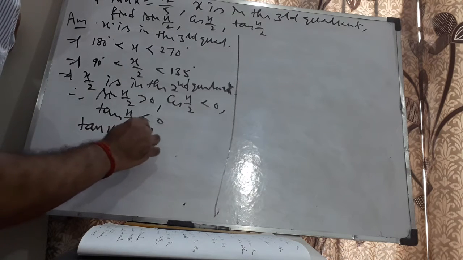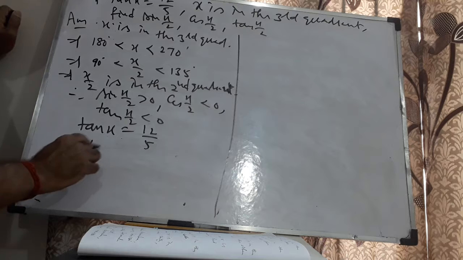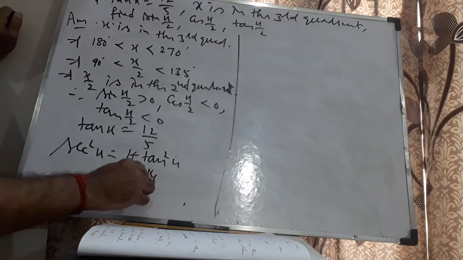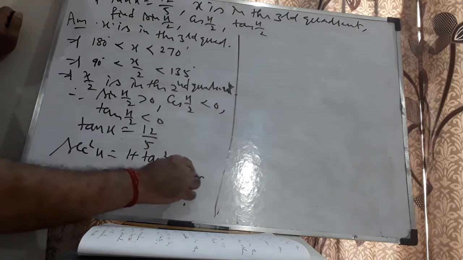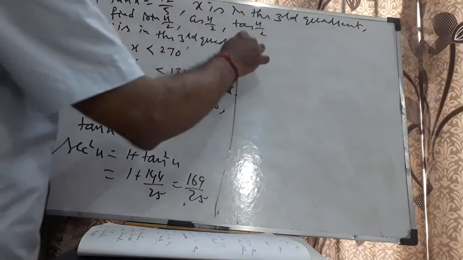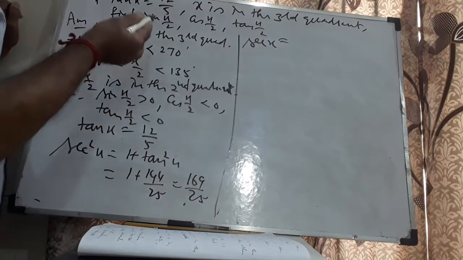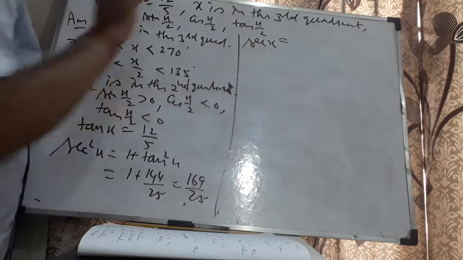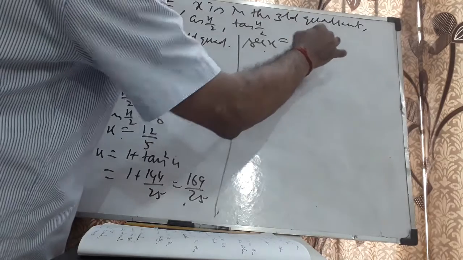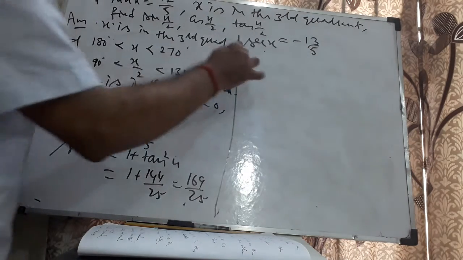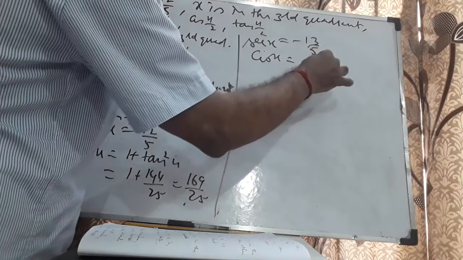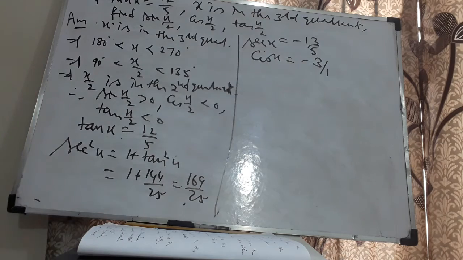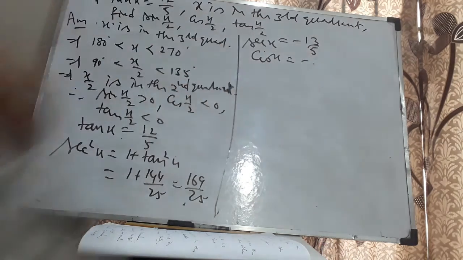Now, tan x is 12 by 5. Therefore, secant square x is 1 plus tan square x, 1 plus 144 by 25, 169 by 25. Therefore, secant x is, being an angle in the third quadrant, don't confuse it with x by 2. We are dealing with x here still. Secant x is negative. I take it as minus 13 by 5. Therefore, cos x happens to be minus 5 by 13.